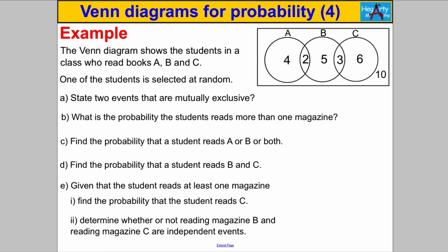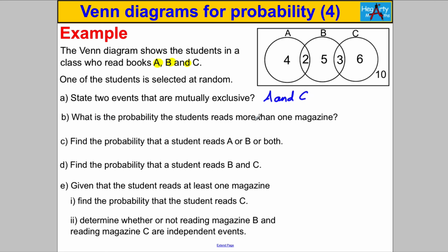Okay, it says the Venn diagram shows students in the class who read books A, B and C, and the Venn diagram is given. One of the students is selected at random. State 2 events that are mutually exclusive. A and B have an overlap, so they can't be. B and C have an overlap, so they can't be. But A and C have no overlap in common, so they are mutually exclusive.